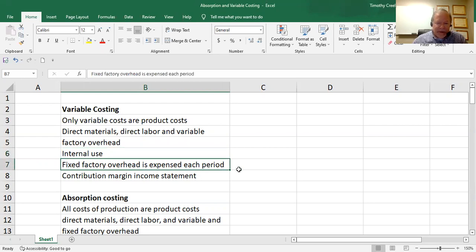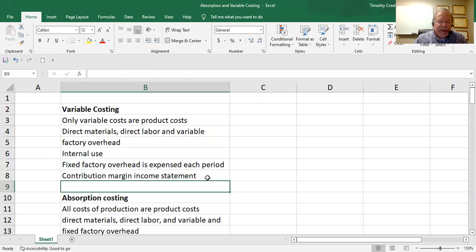Now, fixed overhead is expensed off each period in total. It doesn't matter how much you produce, it doesn't matter how much you sell, just the total amount of fixed factory overhead is expensed off each period. Variable costing uses a contribution margin income statement, and so that is also a distinction. One of the reasons that it's for internal use only is that the contribution margin income statement is very useful for internal purposes, but it does not follow US GAAP, so it cannot be used for external reporting.